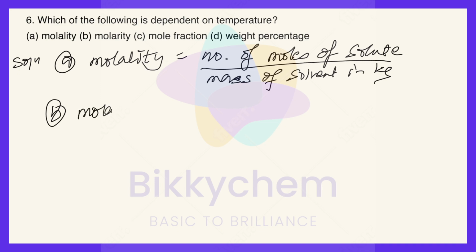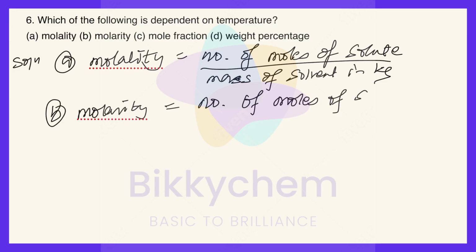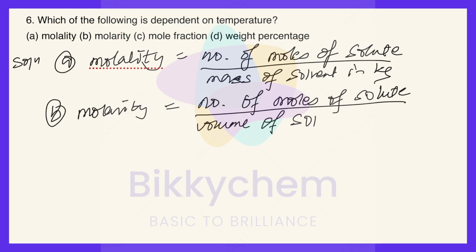B is molarity. It is number of moles of solute divided by volume of solution in liter. So volume of solution in liter is there. So it is temperature dependent; volume is mentioned, so that's why this one is dependent on temperature.